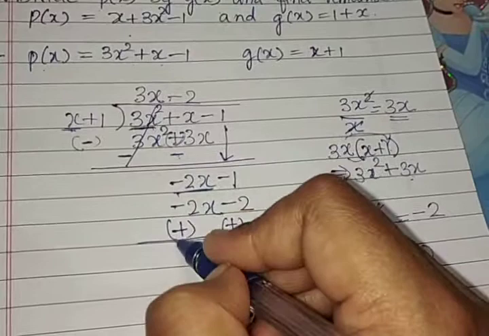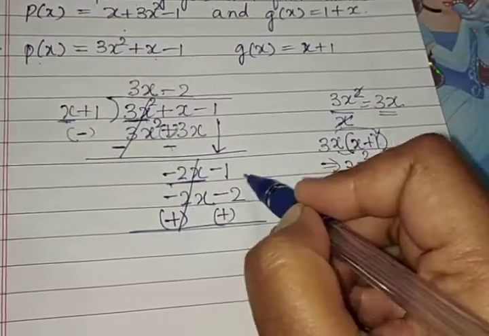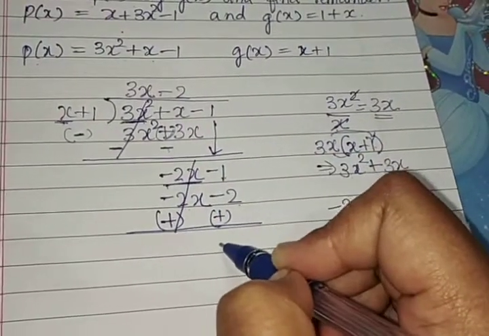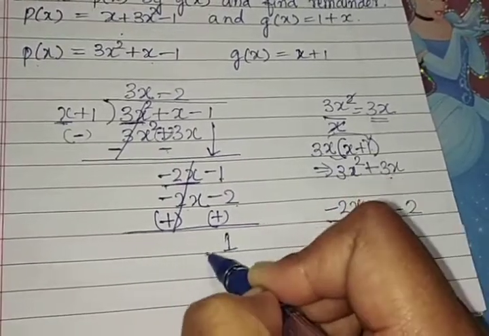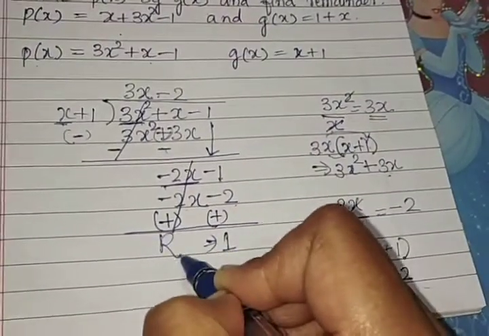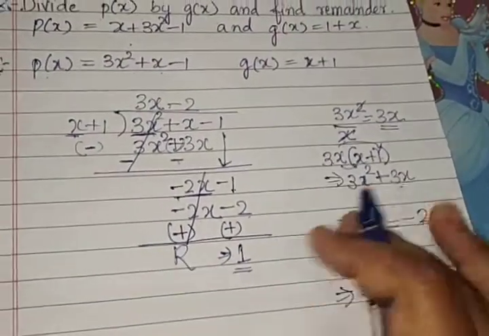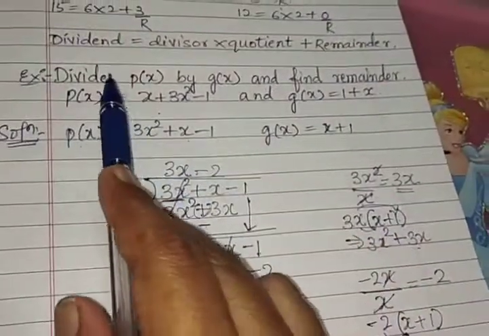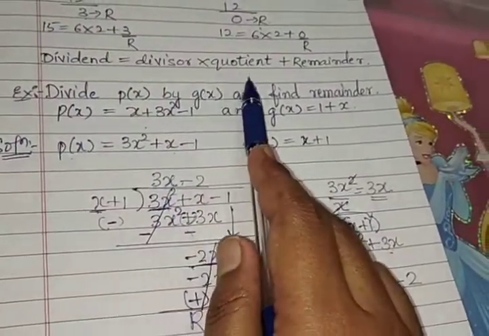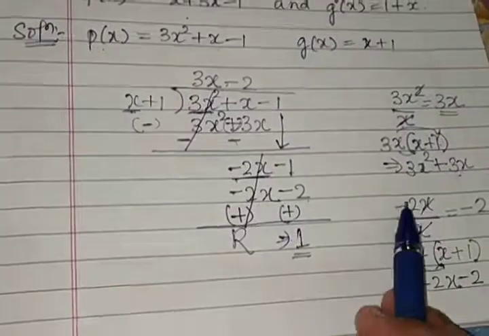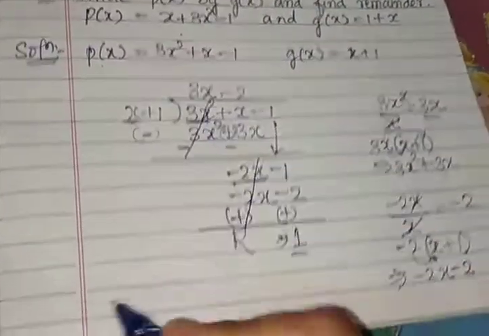So minus 2x plus 2x again gets cancelled. Minus 1 plus 2 gives us plus 1 as the answer. So here the remainder is 1. If we write this in the form of dividend is equal to divisor into quotient plus remainder, we can write it as, this is dividend p of x.